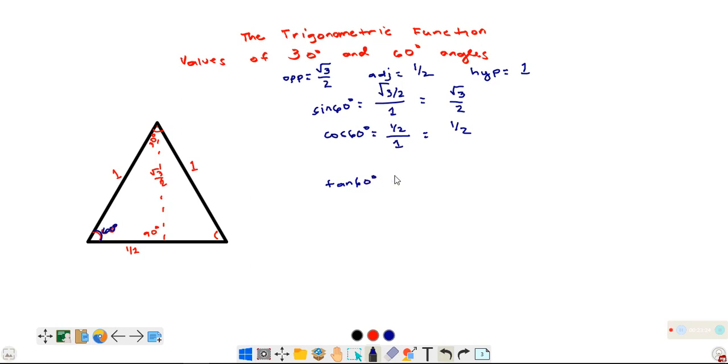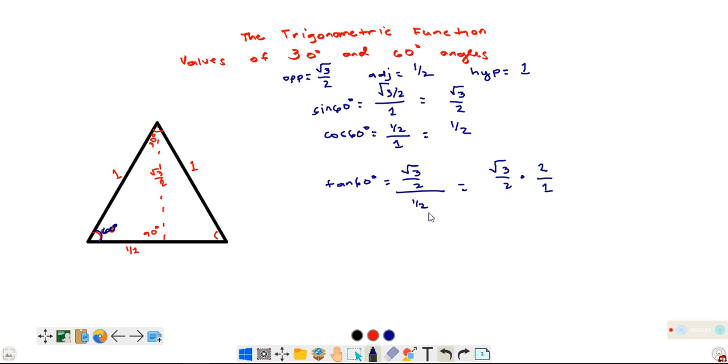So, for tangent 60 degrees, that is equal to the opposite, square root of 3 over 2, divided by the adjacent, which is 1/2. So, opposite, square root of 3 over 2, adjacent, 1/2. Let's simplify. This is going to be square root of 3 over 2 times 2 over 1.